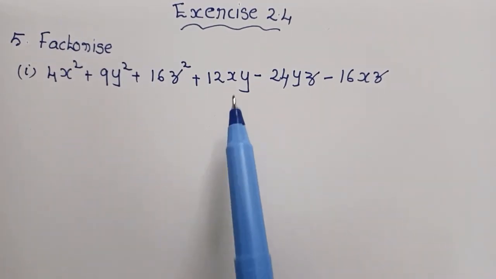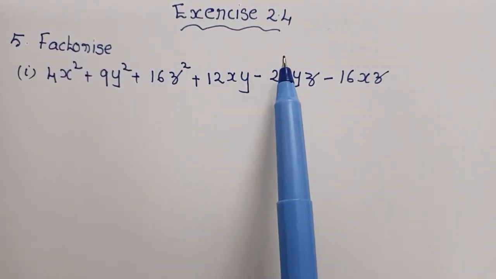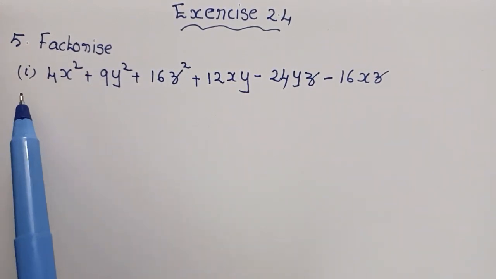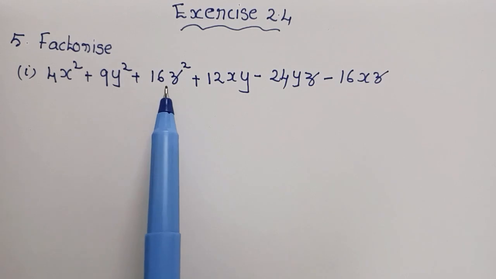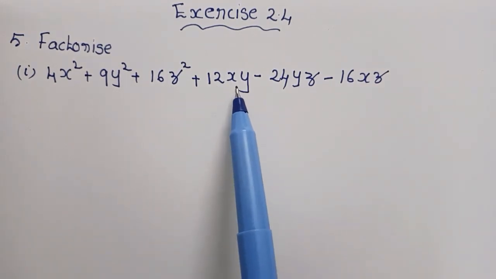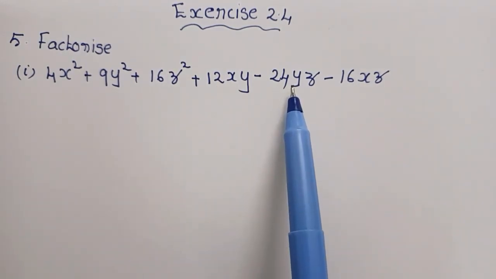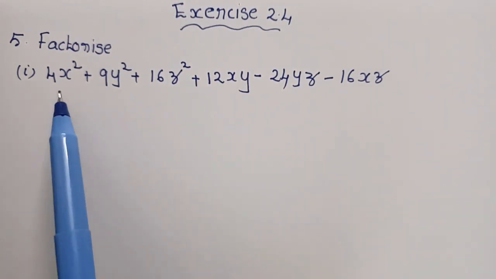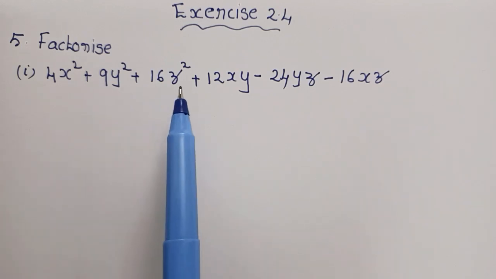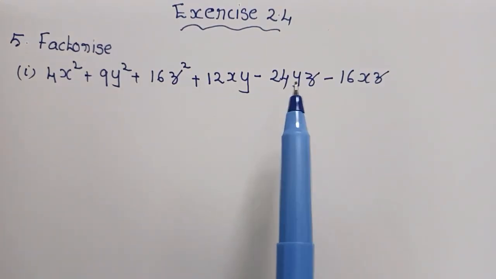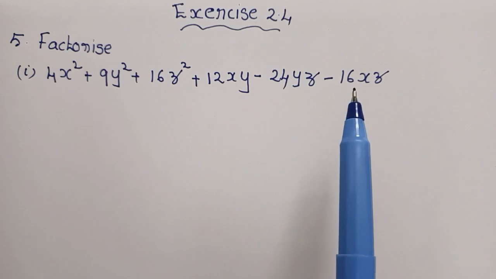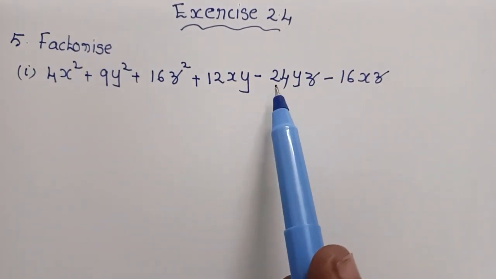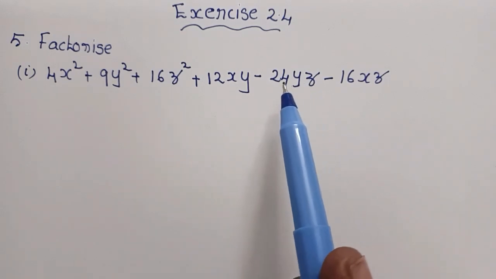Hi students, today we are going to study exercise 2.4, fifth question, that is factorize. First one, 4x square plus 9y square plus 16z square plus 12xy minus 24yz minus 16xz. Now we know that this is of the form a square plus b square plus c square plus 2ab plus 2bc plus 2ca.